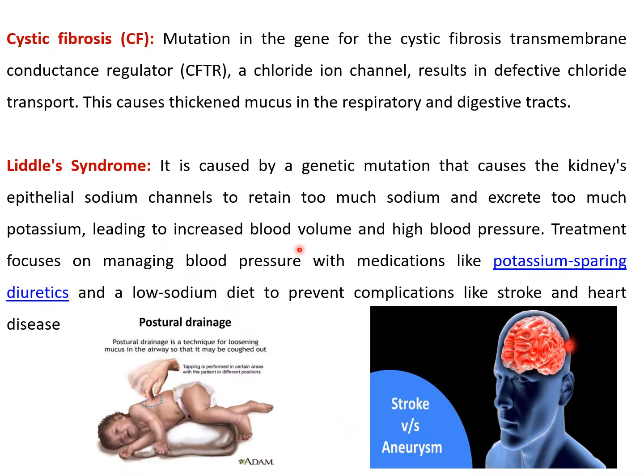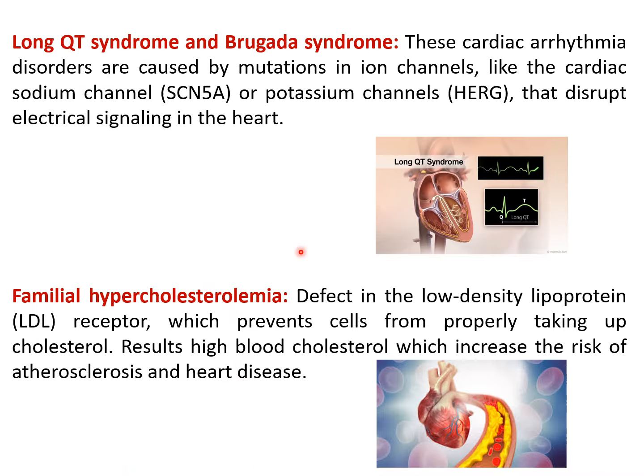Liddle syndrome, I have already explained. Long QT syndrome and Brugada syndrome: cardiac arrhythmias, disorders caused by mutations in ion channels like the cardiac sodium channel or potassium channel that disrupt the electrical signaling in the heart. This is the human ether-related gene. This is the sodium channel with alpha subunit 5. If there is any defect in this, it forms long QT syndrome.